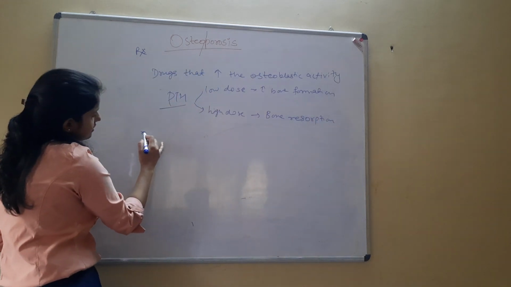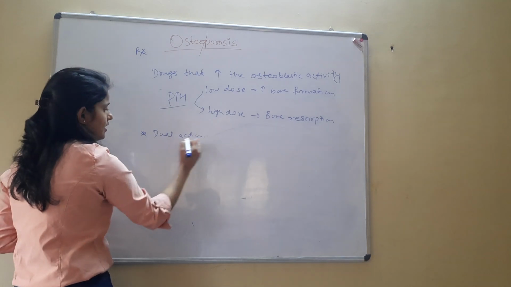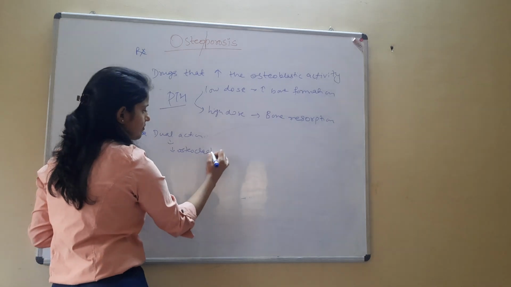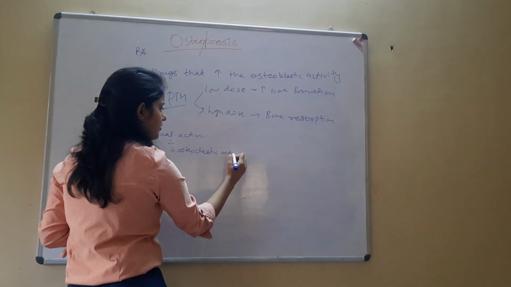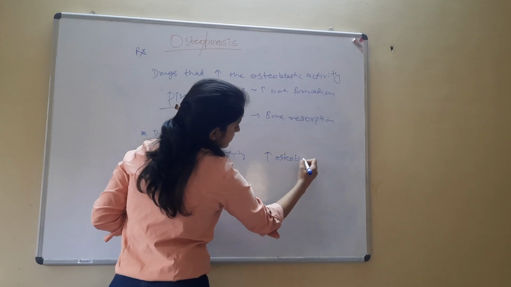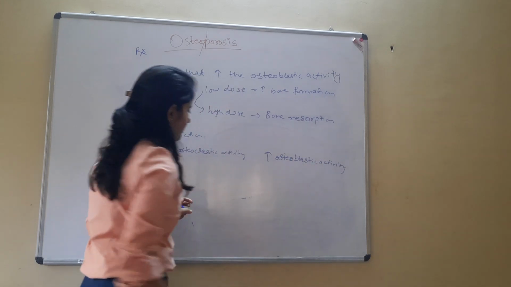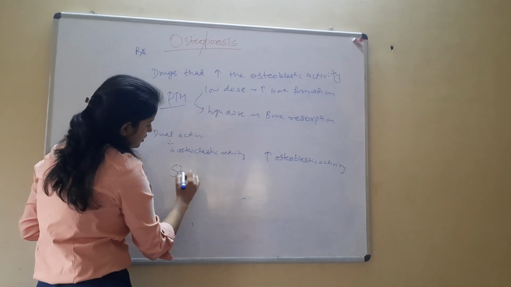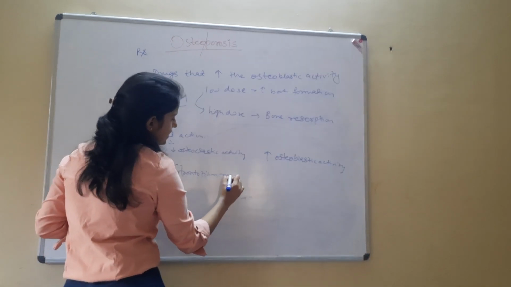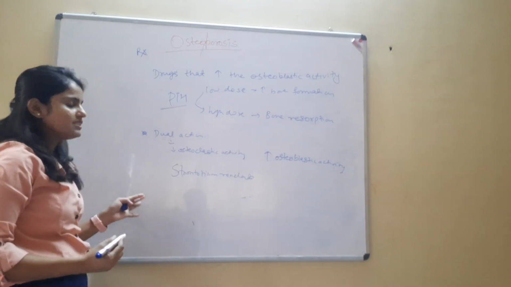Now drugs that have dual action, that decrease the osteoclastic activity and increase the osteoblastic activity. Strontium ranelate. But this is not widely used nowadays as it is nephrotoxic.